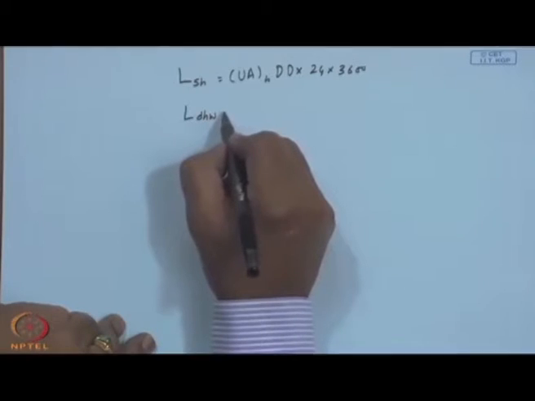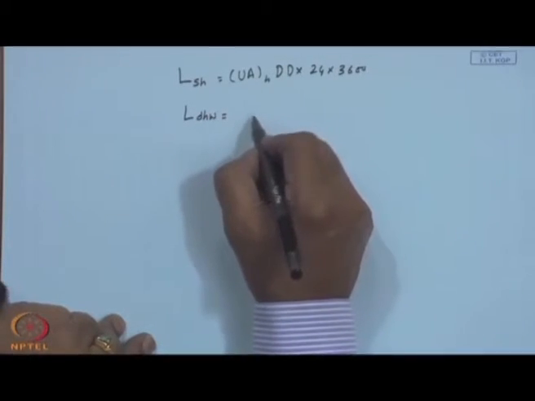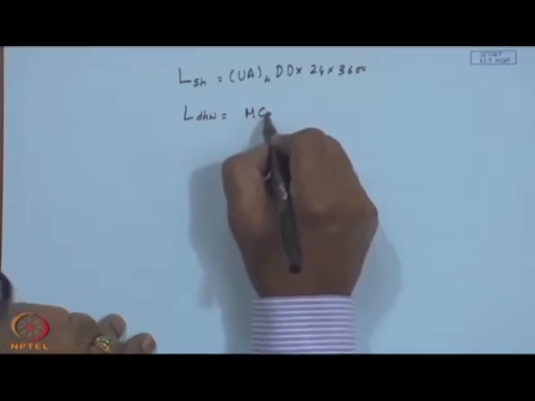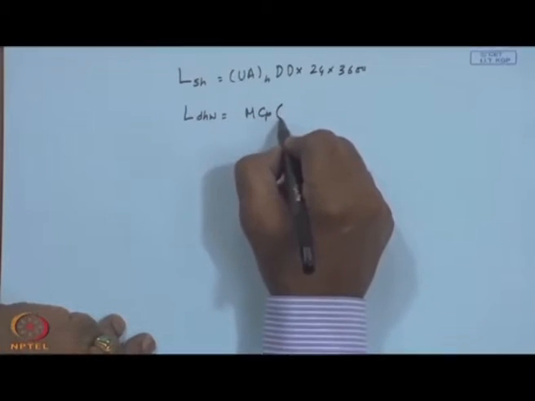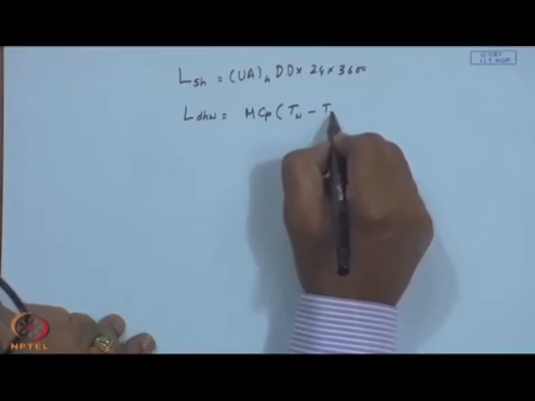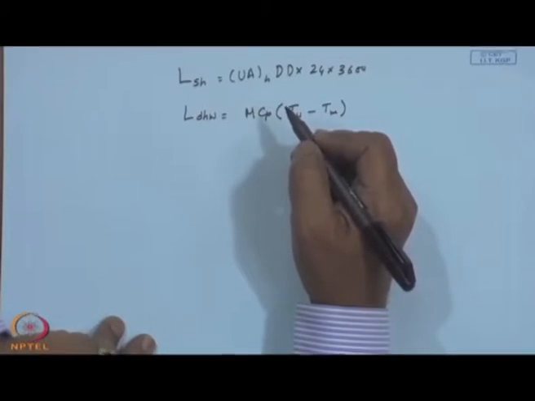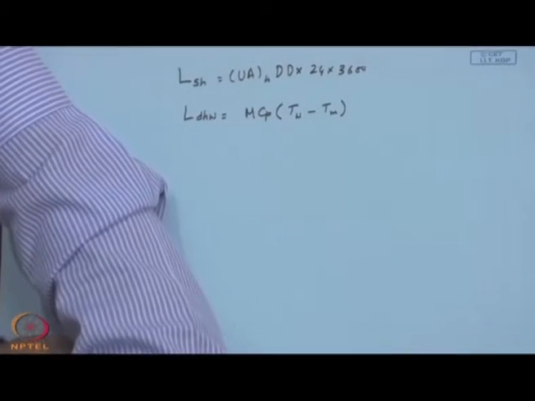Hot water requirement, space heating, domestic hot water is the mass of the water required multiplied by the specific heat multiplied by the difference between the water mains temperature T m and the temperature at which the hot water delivery is required or desired.